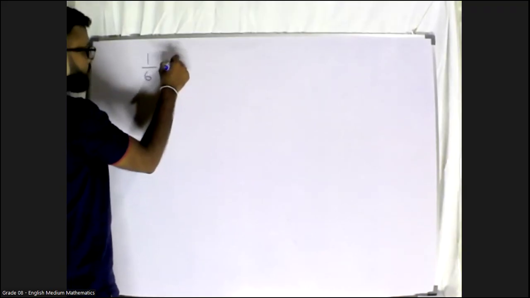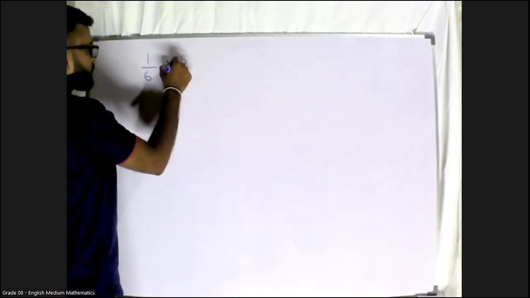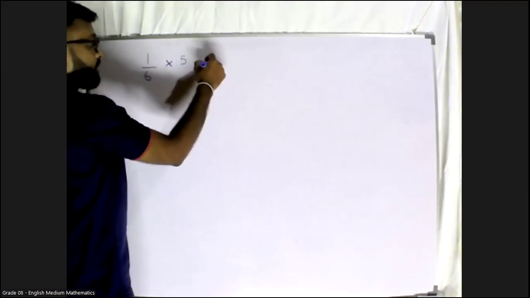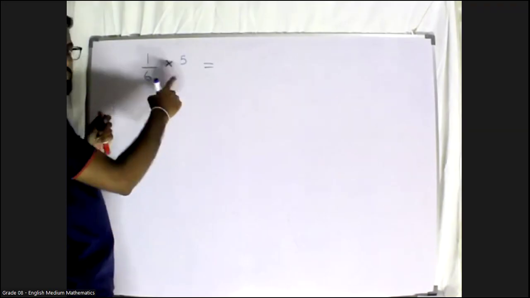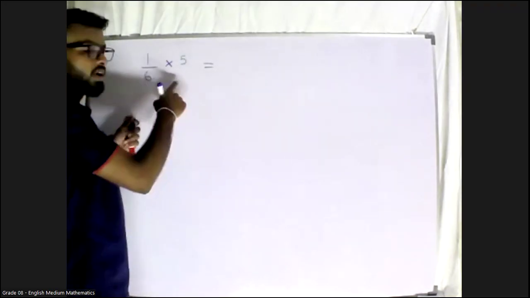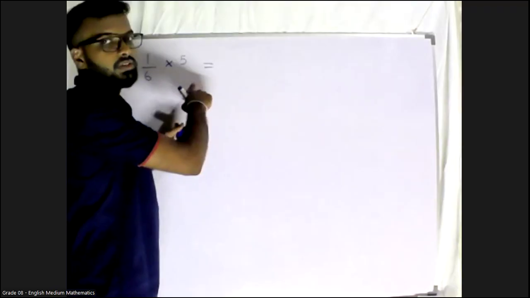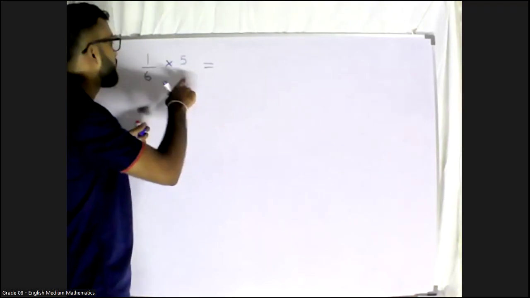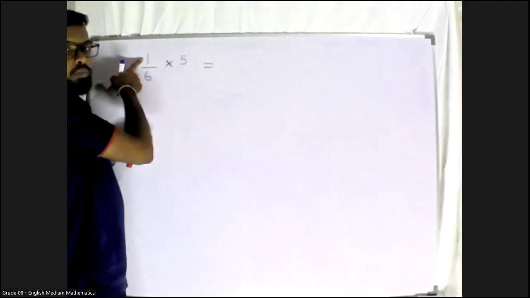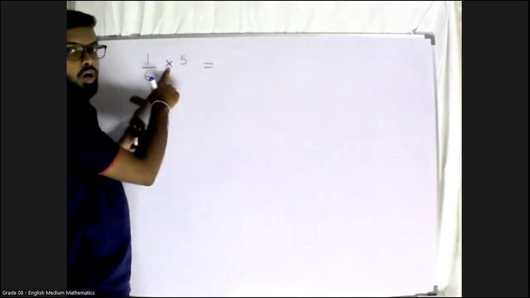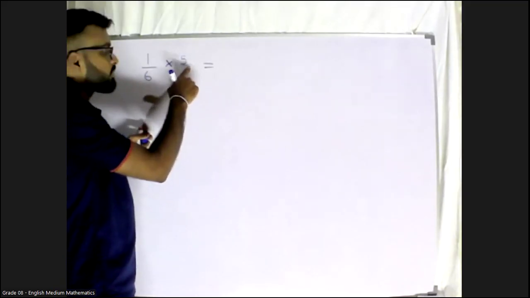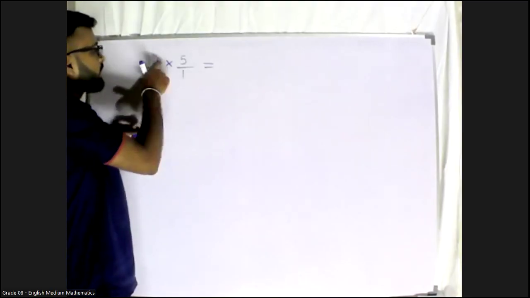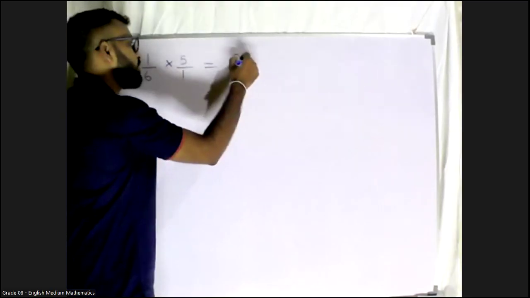1/6 multiplied by 5. So this is a fraction, and this is a whole number. How do you obtain the answer for this? I taught you this previously. Here the numerator is 1 and you have to multiply it by 5, because the denominator of 5 is 1. 1 times 5, 5.